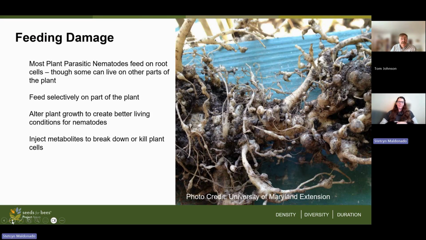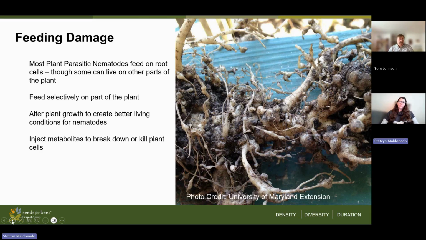For feeding damage, the vast majority of plant parasitic nematodes feed on root cells, though some can live on other portions of the plant. Here in this photo, I have root knot nematode, and you can see that it's created all these lumps and bumps and just disgusting looking nodules all over the root. Some can feed selectively on a part of the plant, so some can focus only on the root or only on the cells of the root.